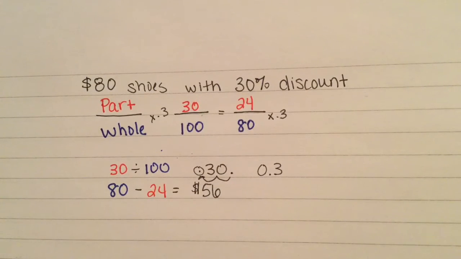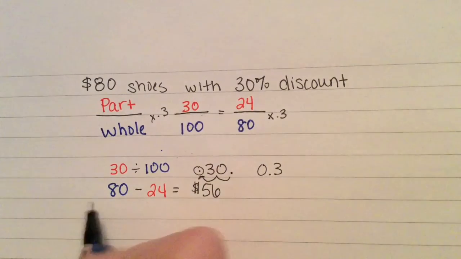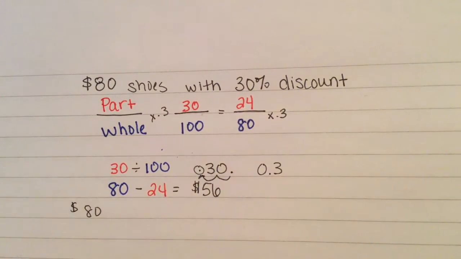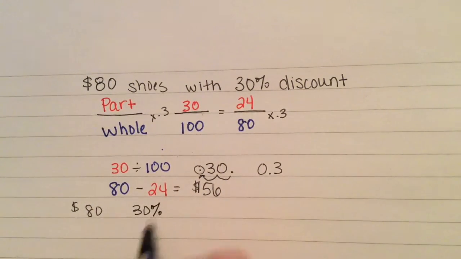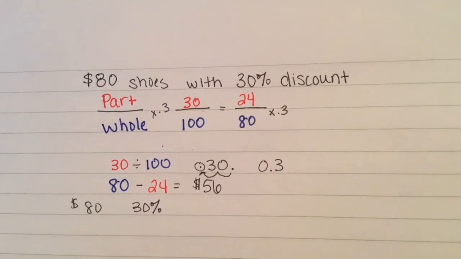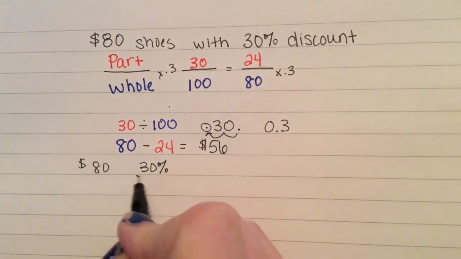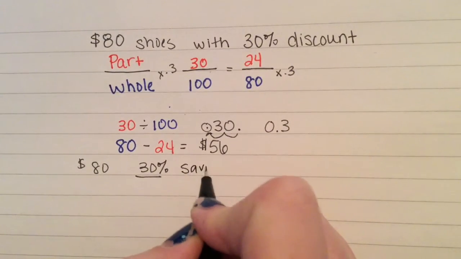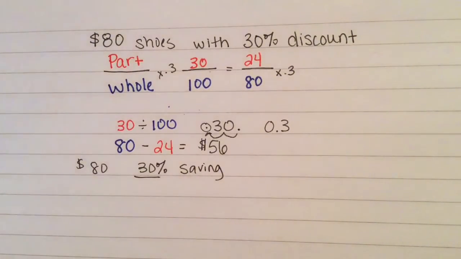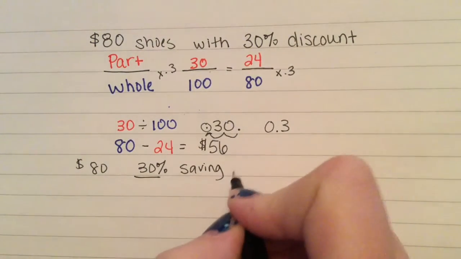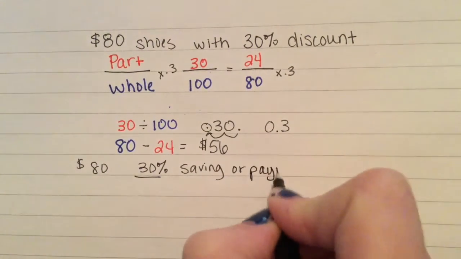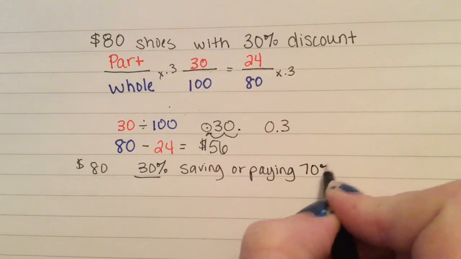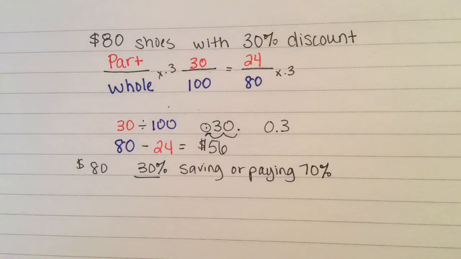The other way to solve that is to think, okay, I've got $80 shoes. I have a 30% discount. If $80 is 100% of the price and I'm saving 30%, I'm really paying what's left, or 70%. So I can instead find 70% of 80. That will eliminate the need to subtract the amount saved.